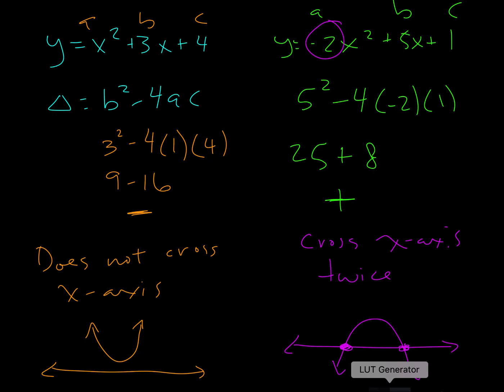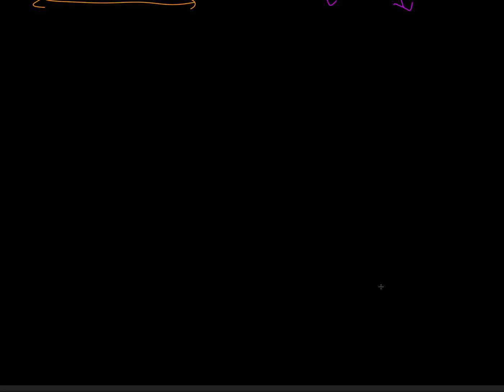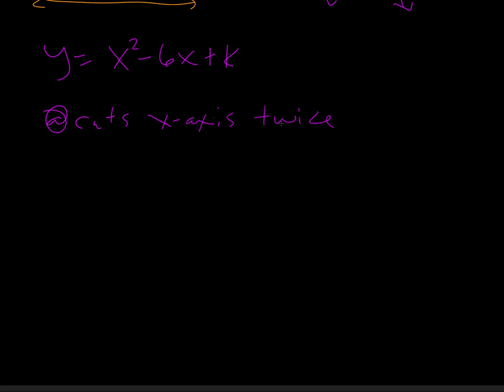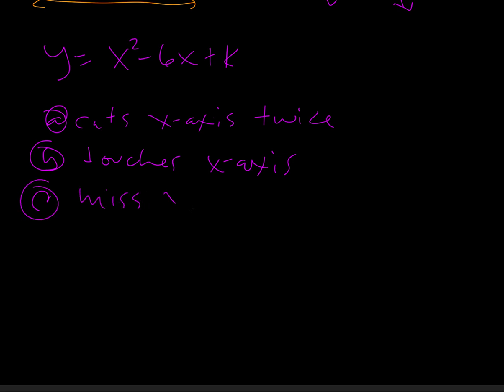All right, we have one more example. This one says, find the values of k for which the function y equals x squared minus 6x plus k, a, cuts the x-axis twice, b, touches the x-axis, so that just means crosses once, and then c, misses the x-axis.